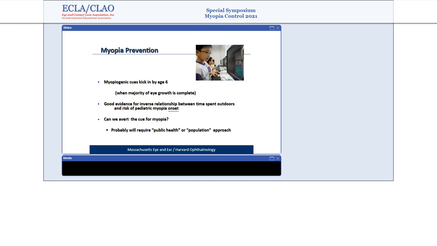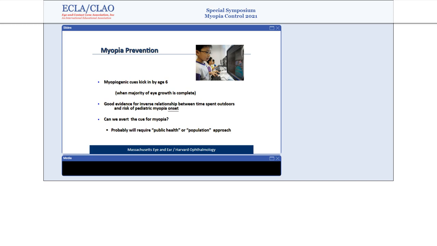For myopia prevention, it's pretty clear that there is a two-phase component to the myopia problem. The cue to generate myopia kicks in early, by age 6. That's called the myopiagenic cue. That's because by age 6, most eye growth is complete. That is, the 6-year-old eye is nearly as large as the adult eye. But something goes wrong in myopia, and the cue to continue growing kicks in. There's good evidence that there's an inverse relationship between time spent outdoors and the risk of myopia onset.